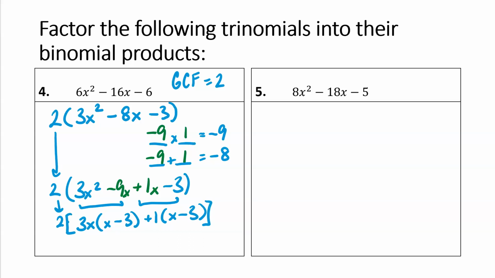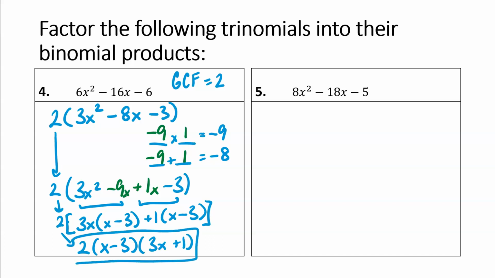Within the brackets again, we see a common pair of binomials, so we can factor that out. X minus 3 being multiplied by 3x plus 1. And again, can't forget your 2. So 2 multiplies all of that. And that's your final answer. 2 times x minus 3 times 3x plus 1.